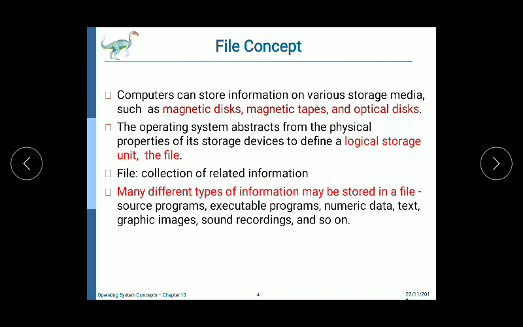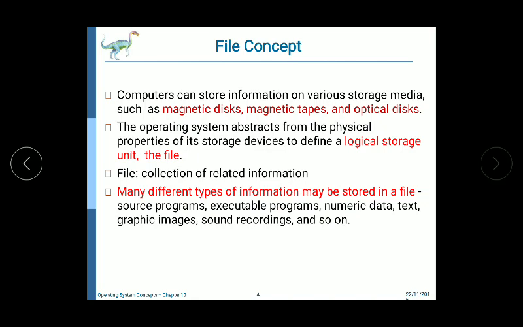The information in a file is defined by its creator. Many different types of information may be stored in a file. That is, source or executable programs, numeric or text or photos, music, video, and so on. A file has a certain defined structure which depends on its type. A text file is a sequence of characters organized into lines. A source file is a sequence of functions, each of which is further organized as declarations followed by executable statements. An executable file is a series of code sections that the loader can bring into memory and execute.